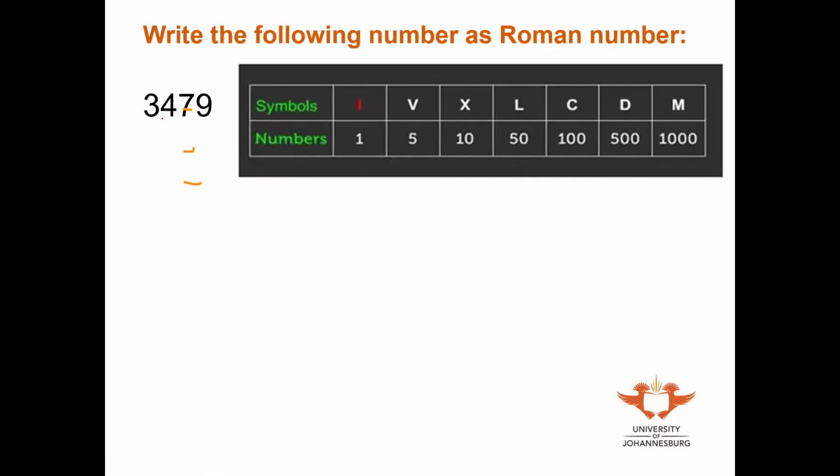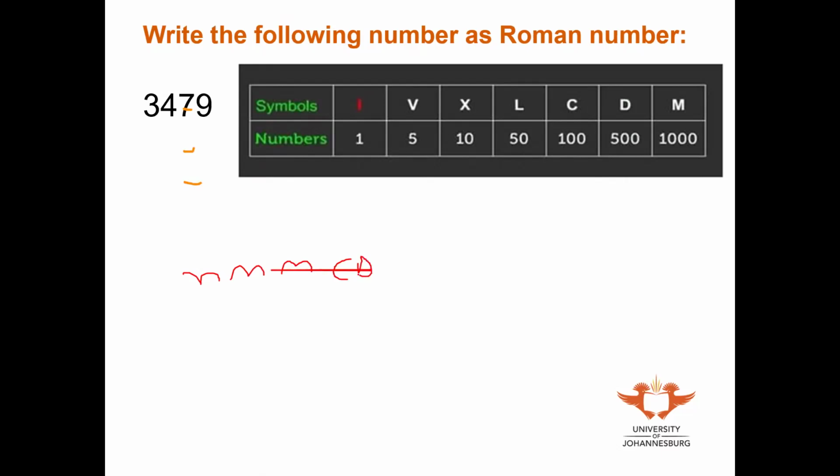Okay. So if you look at what I have there, it is 3,479. So the first one is 3,000. 3,000 is going to be your 3 M's, right? So after having the 3 M's, now we have the 400. The 400, you can see that it's a 4. So this one is the subtractive notation. So we're going to have a 500 minus 100.